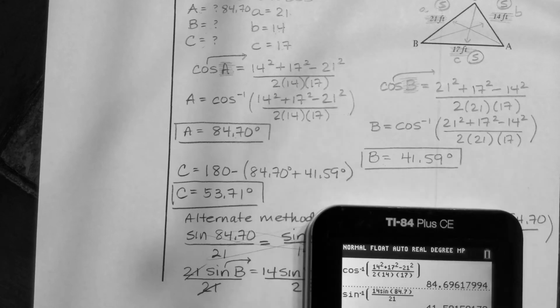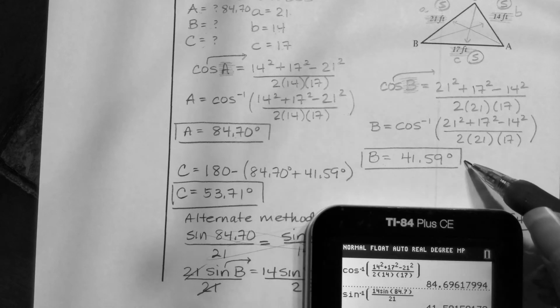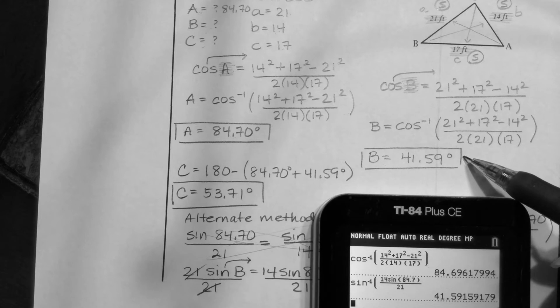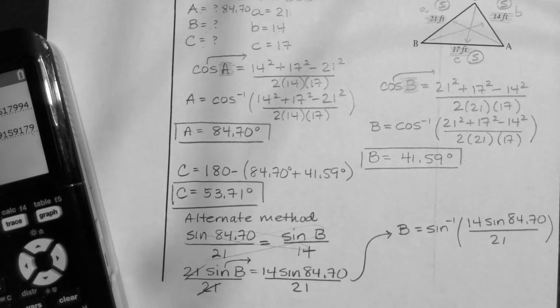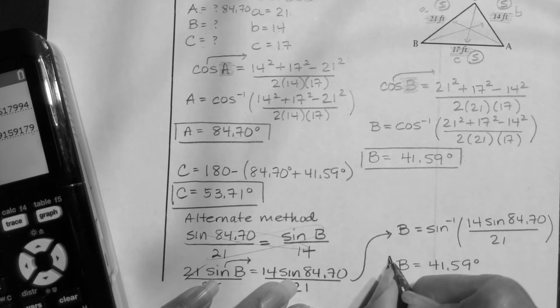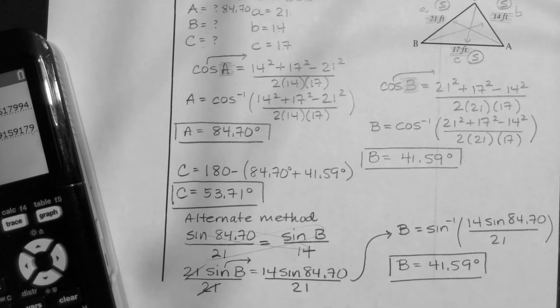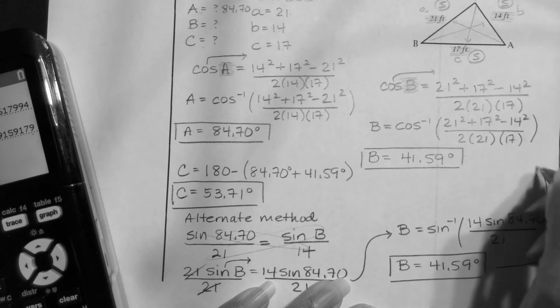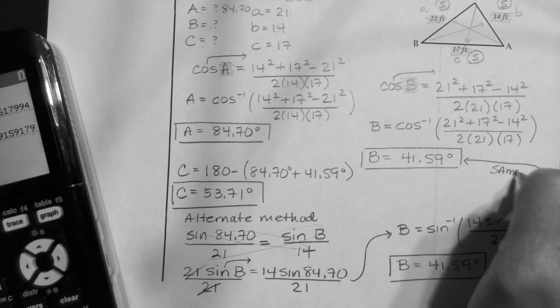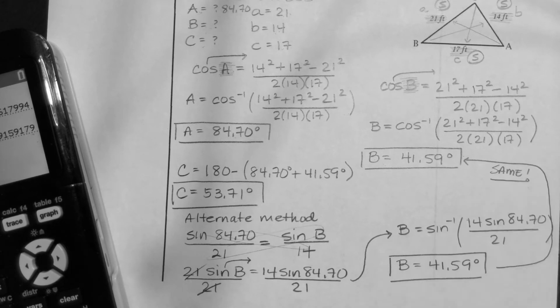41.59 is the same answer that we got right here. See? 41.59, 41.59. So I just wanted to show you that if you do not feel like using the law of cosines for the second angle, you can for sure use law of sines. They are the same.